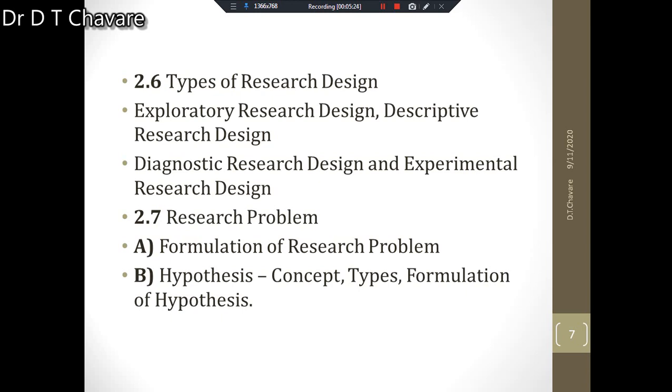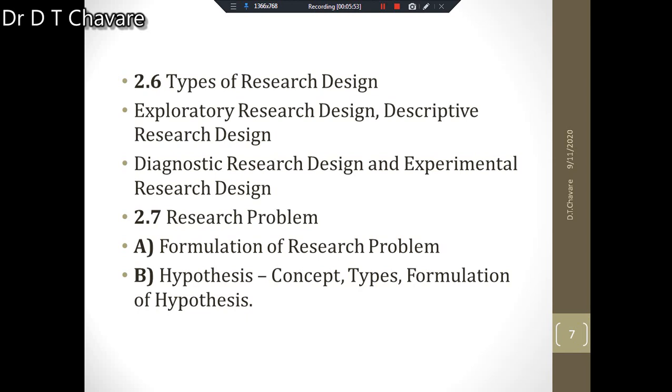Then types of research design. What are the types of research design? There are different types of research design, but in your syllabus you have to study some of them. For example, exploratory research design and descriptive research design, then diagnostic research design and experimental research design.